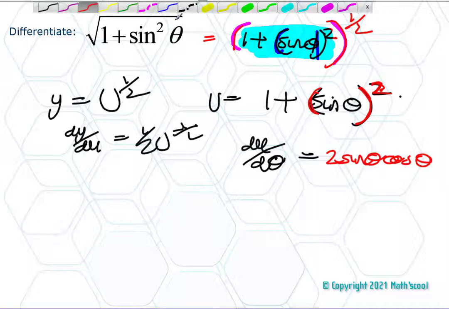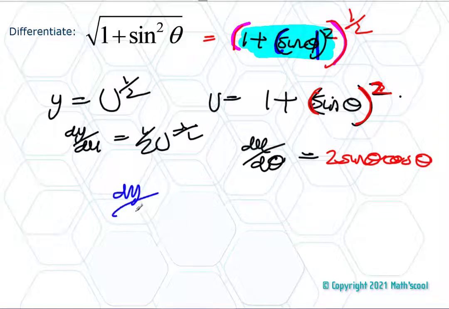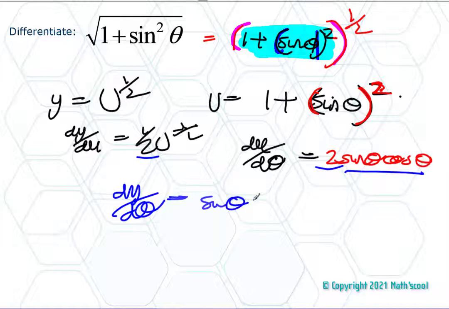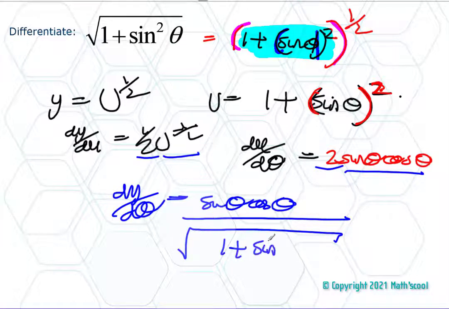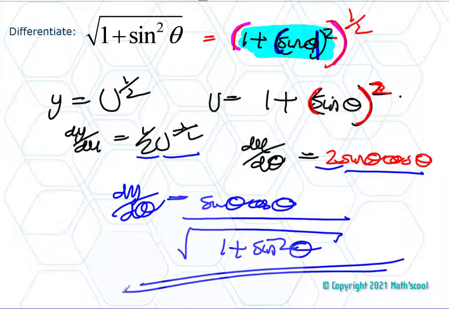And then multiply the two together to get dy by d theta. dy by d theta is going to be half times 2, which is 1, sine theta cos theta times u to the minus half, so at the bottom of the fraction, half, square rooted. And then inside here is going to be u, but I know u is 1 plus sine squared theta, 1 plus sine squared theta.